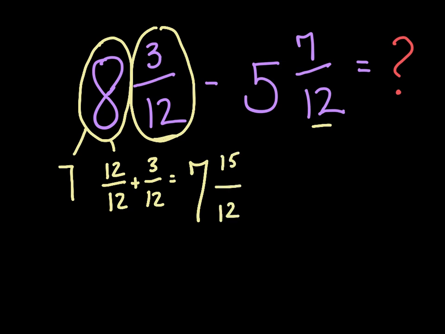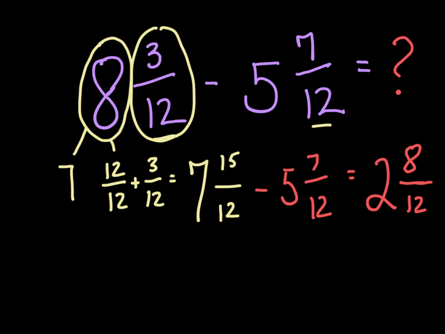Okay, so that's a mixed number that has a fraction greater than 1, or an improper fraction, but which allows us now to subtract that with 5 7/12. Now it will work. Our whole, 7 minus 5, is 2, and our denominator stays the same. 15 minus 7, well, that would be 8. So we have a new mixed number of 2 8/12.